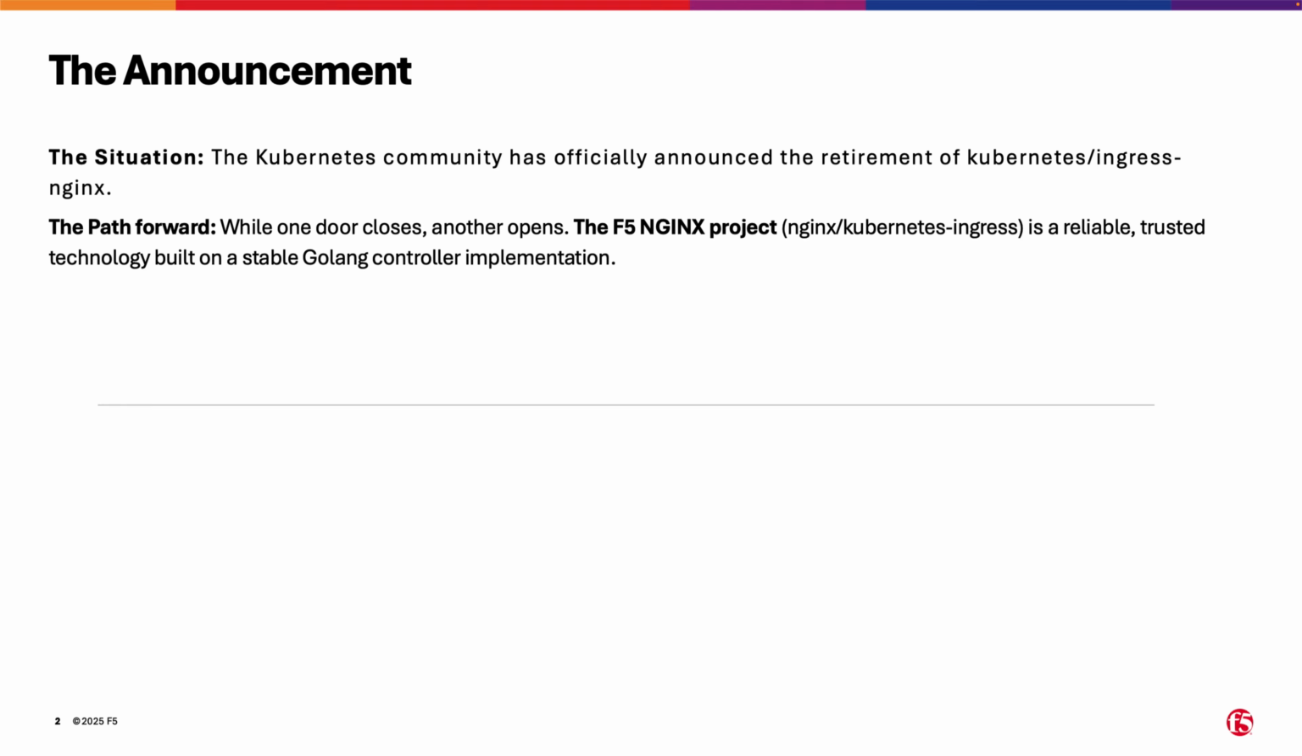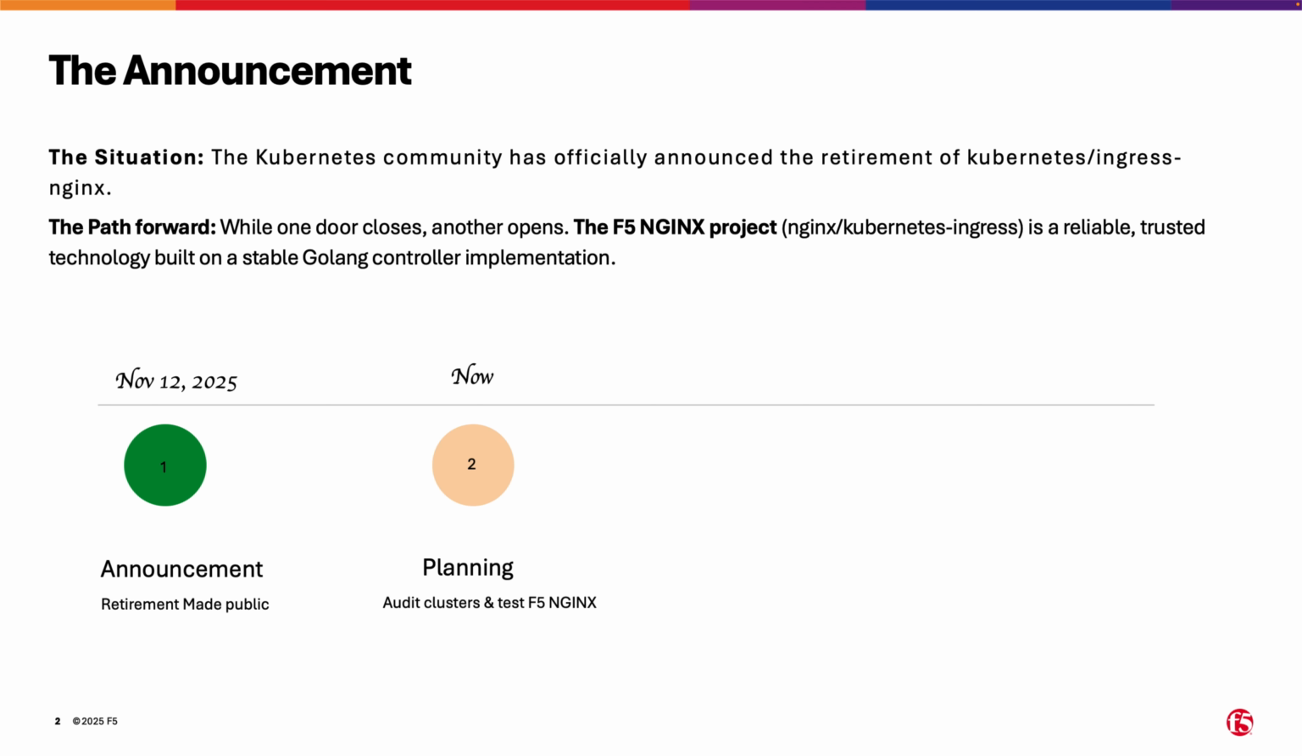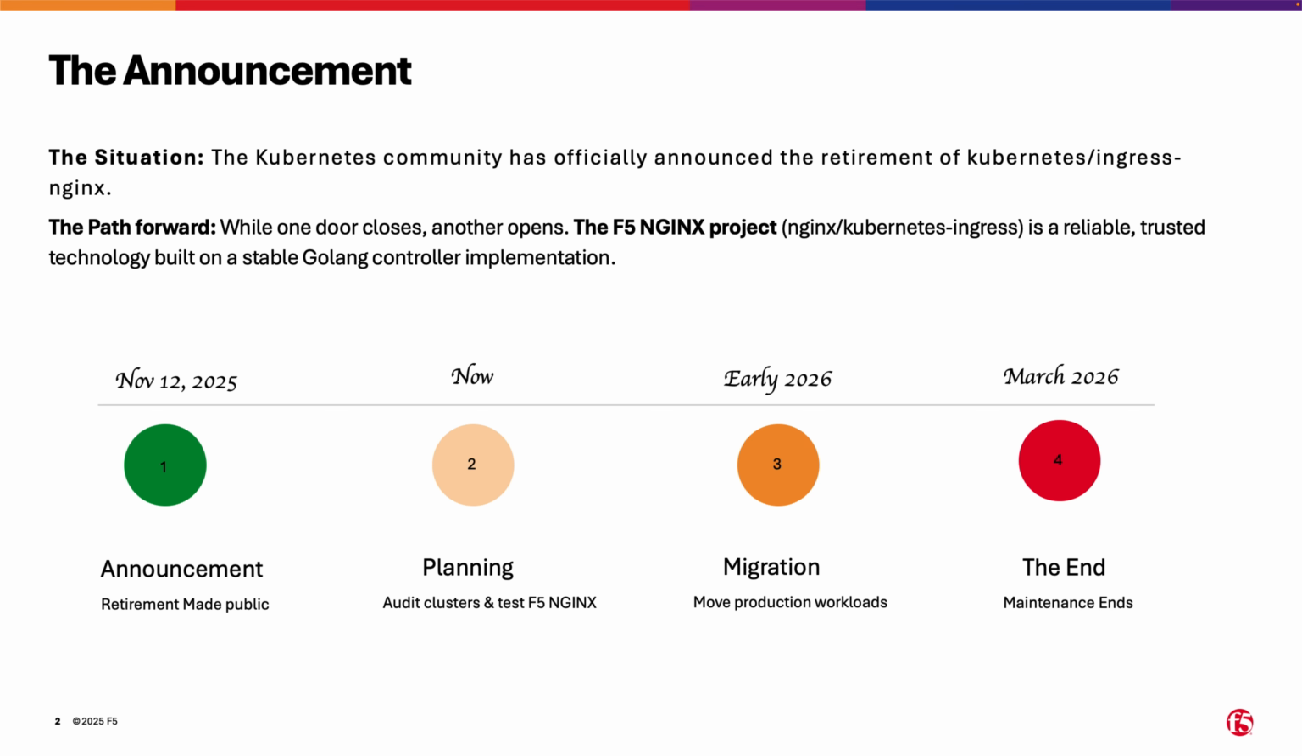Today, we're addressing the evolving landscape of Kubernetes Ingress. As many of you know, the Kubernetes community has officially announced the retirement of the Ingress NGINX project. If you look at the timeline, maintenance enters a wind-down phase in late 2025, and by March 2026, the project stops entirely, meaning CVE patching will cease.